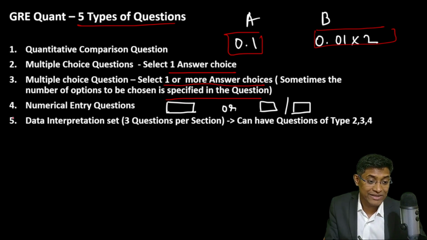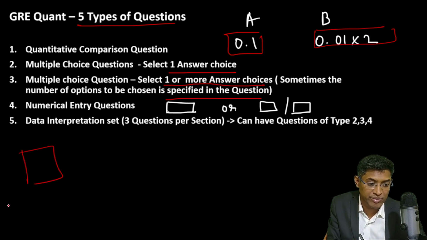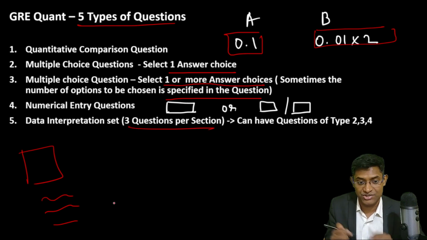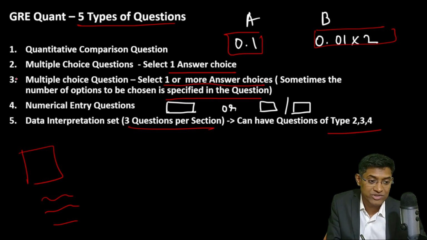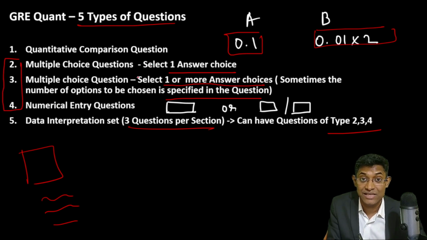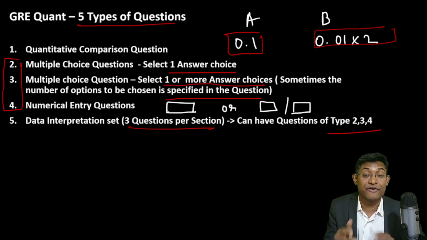Now, the fifth GRE Quant question type is data interpretation questions, where you'll be given a paragraph, and then based on the paragraph, you will be given 3 questions per section. The questions that can come as part of a data interpretation set can be of type 2, 3, or 4, which are these 3 types. You can't have quantitative comparison questions as part of a data interpretation set, but any of these 3 types of questions can come. So these are the 5 types of GRE Quant questions that you can get.